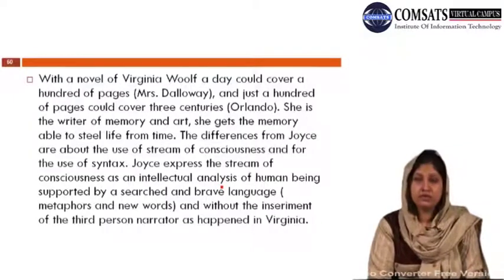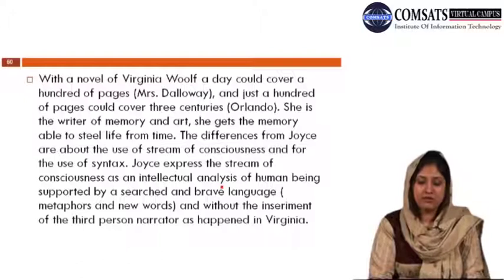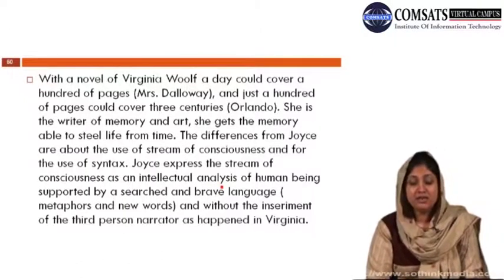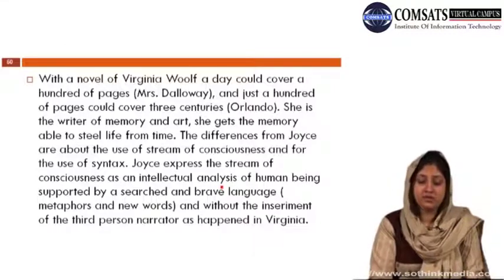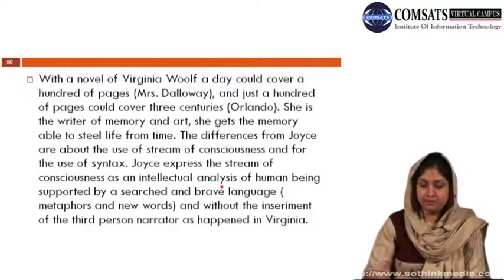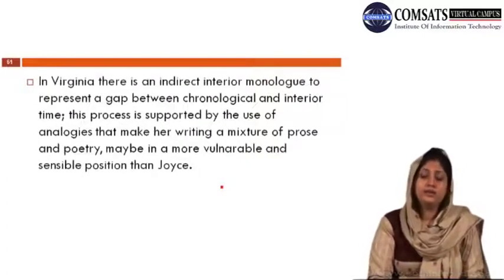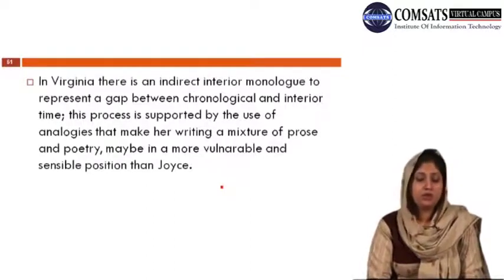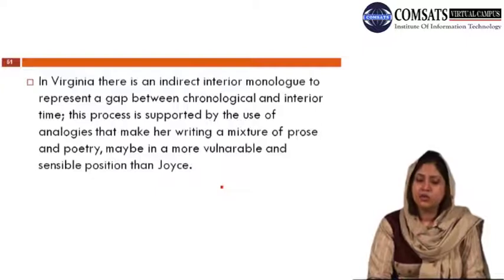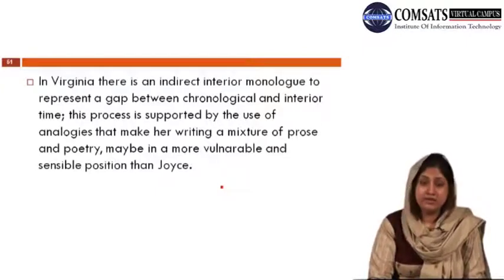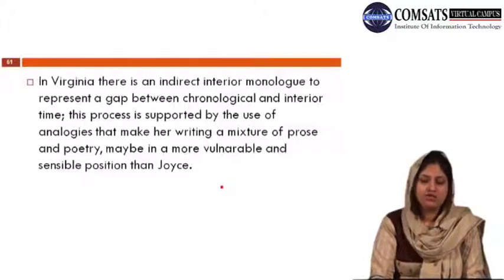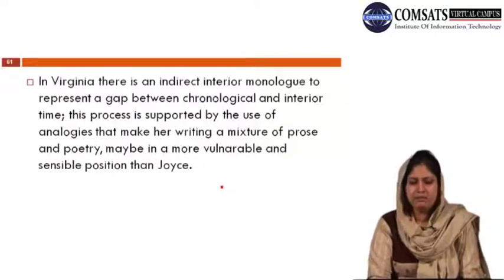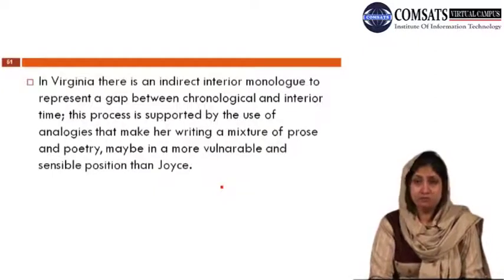Joyce expresses the stream of consciousness as an intellectual analysis of the human being, supported by a searched and brave language, metaphors and new words, and without the insertion of a third person narrator as happens in Virginia. In Virginia, there is an indirect interior monologue to represent a gap between chronological and interior time. This process is supported by the use of analogies that make her writing a mixture of prose and poetry, maybe in a more vulnerable and sensitive position than Joyce.